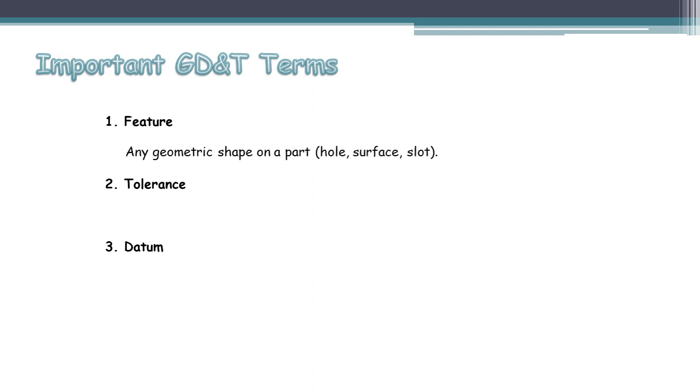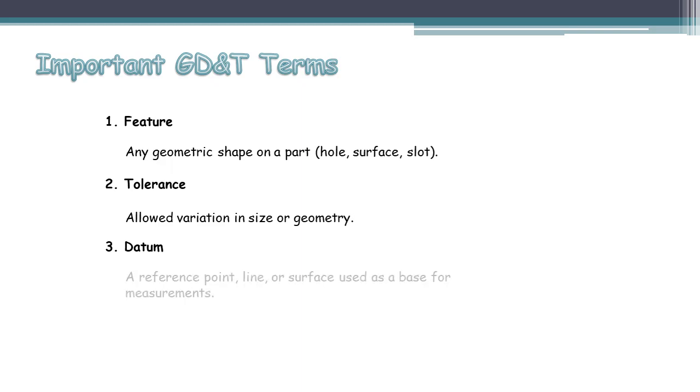What is a feature? Any geometric shape on a part is called a feature. For example, a hole in a bracket, a flat surface on a block, a slot for a bolt and a cylindrical shaft. Any shape is a feature. Next is tolerance. It's nothing but allowed or acceptable variation. The variation may be in size or geometry which is defined for a particular dimension. It will always be based on the fit or function.